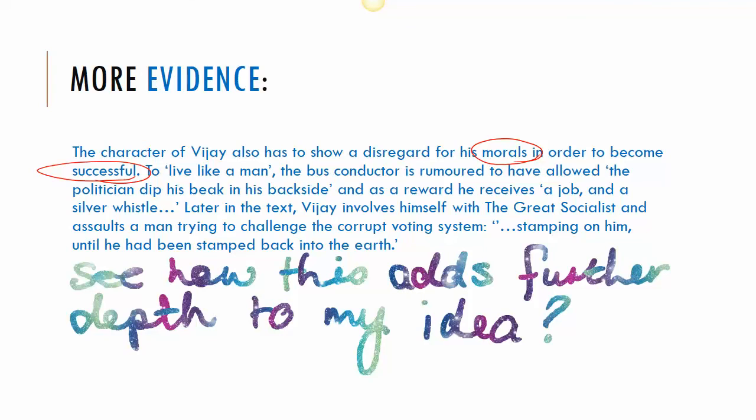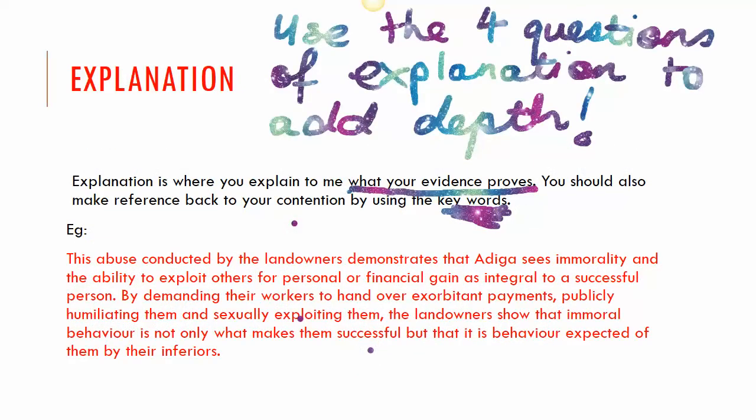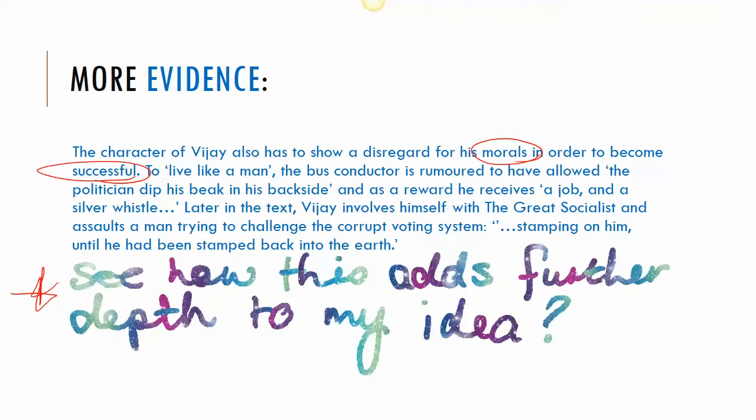Okay, so I've got quite a few quotes in there, and I've embedded them, which makes it look nice and flow easily. Now, can you see how that adds further depth to my idea that I was talking about in the last paragraph about people using immorality to get further? So it just adds to my idea. And using Vijay is good as well because I'm showing that I have a really good understanding of minor characters, not just the main ones.